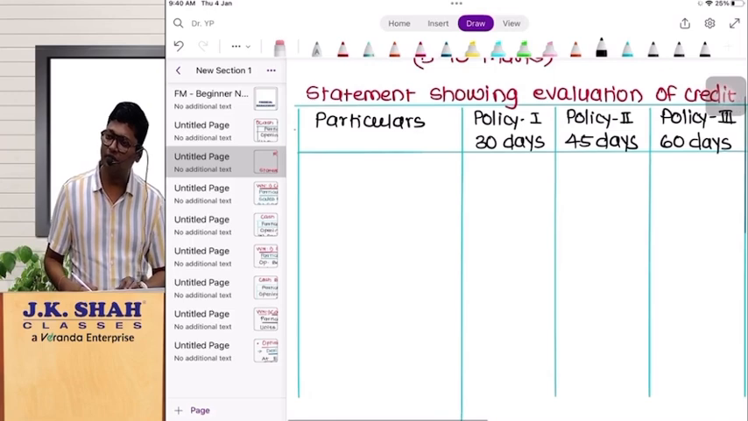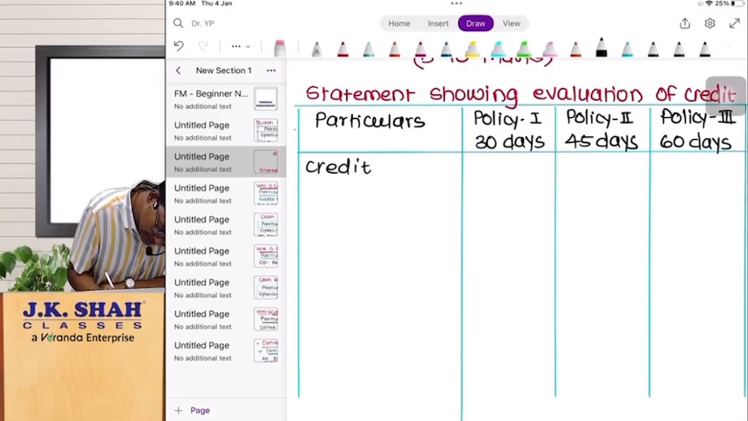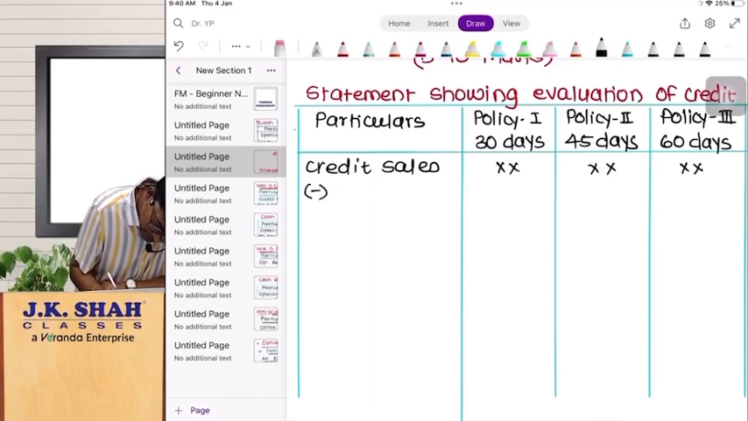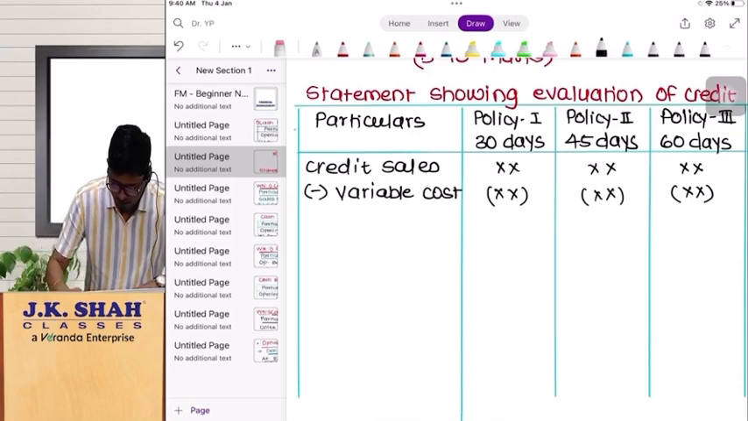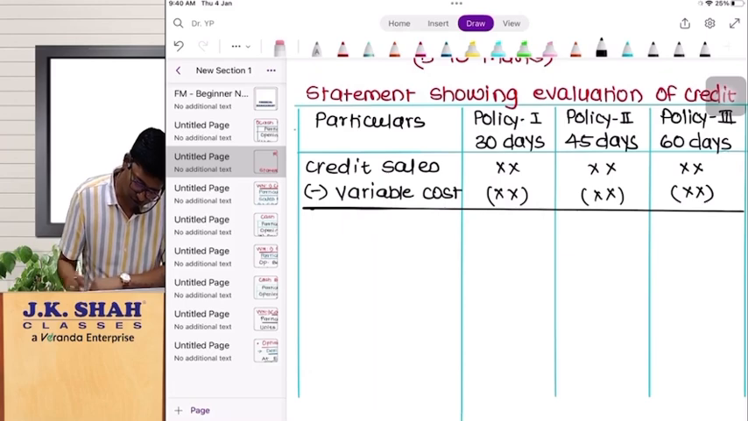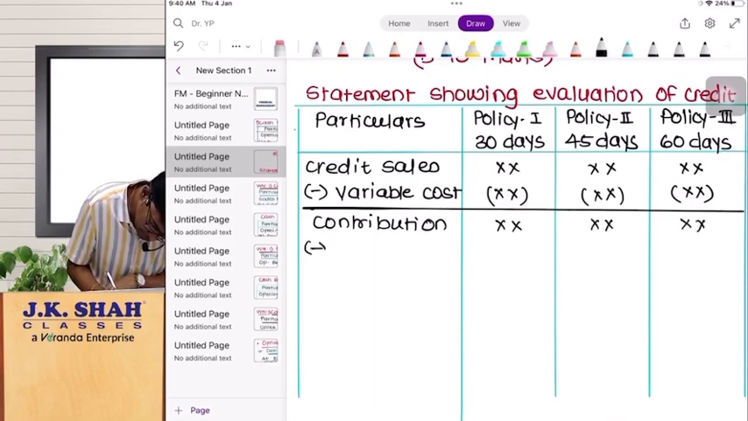So random selection is not possible. We need to calculate net benefit under all three options, and for that purpose, first we will record credit sales. What is to be deducted from this? Variable cost first, because it is directly related to sales. So variable cost associated with credit sales to be considered over here. After deducting this, as always, we are going to get contribution. From contribution, you will deduct fixed cost, and this will give you gross profit.